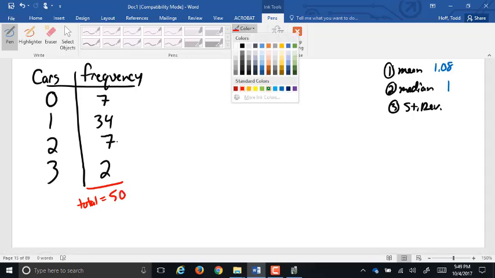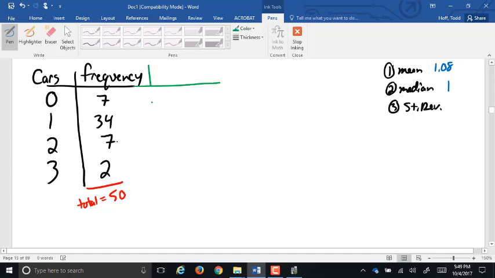50. Good. Next thing we're going to find is our number times the frequency. So 0 times 7 is 0. That's saying we have 7 zeros that would add up to a total of 0. We have 34 ones, so 1 times 34 is 34. We have 7 twos, so 2 times 7 is 14. And we have 2 threes, so 2 times 3 is 6. That adds up to 54.